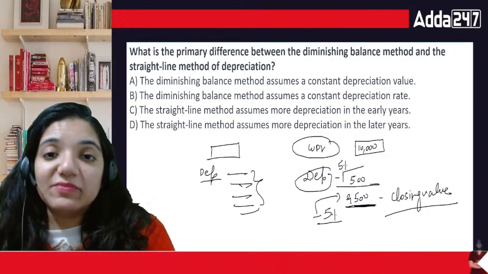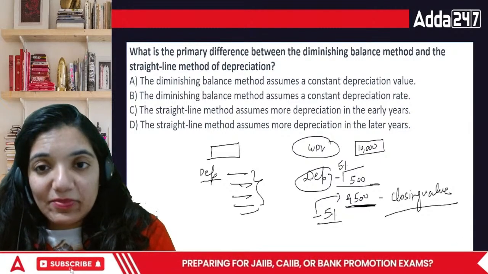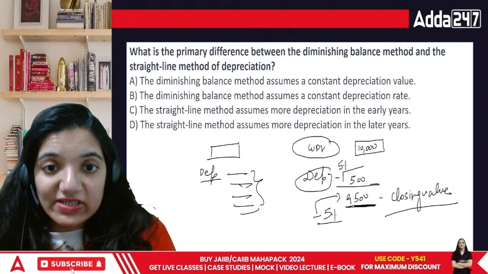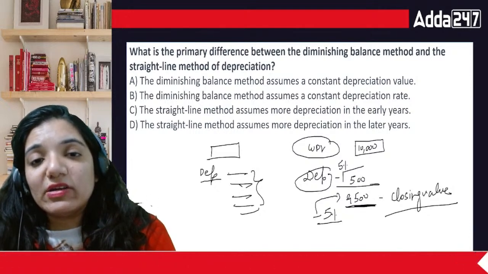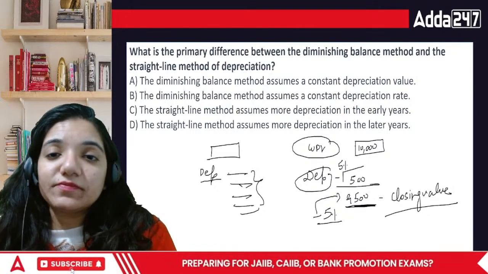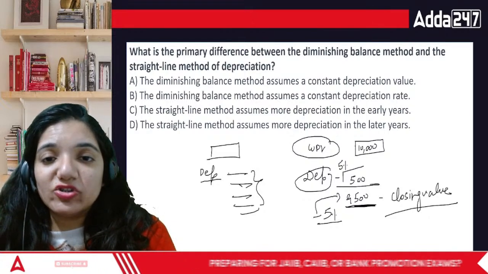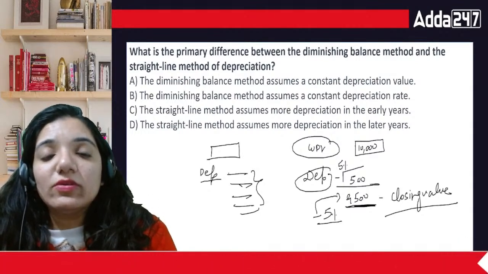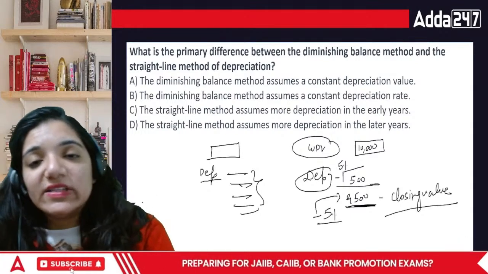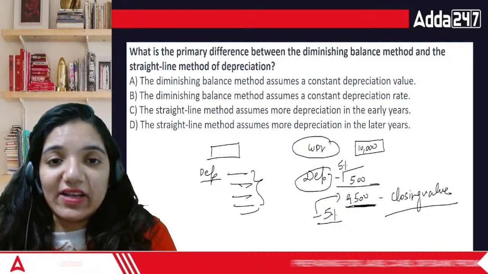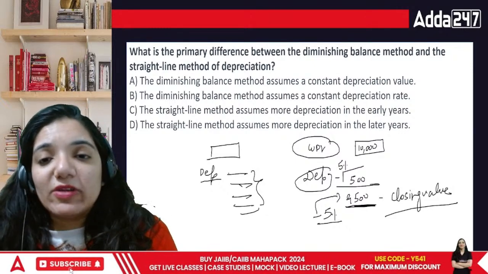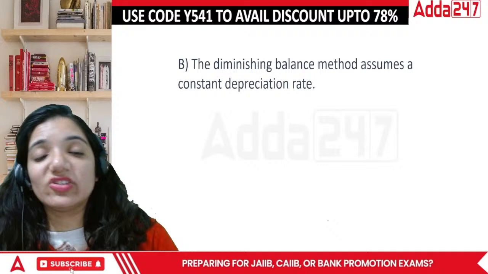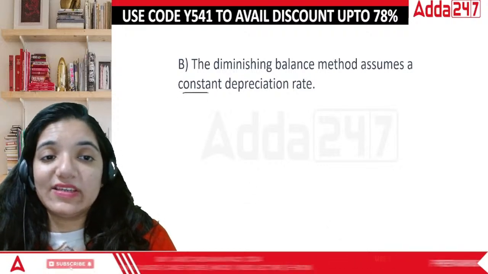The diminishing balance method assumes a constant depreciation rate. The straight line method assumes more depreciation in the early days. Actually, the straight line method assumes the same value. Okay, they have the same value. While when we talk about WDV, it says the depreciation rate is the same. The difference doesn't occur anywhere else. It is just the constant depreciation rate.